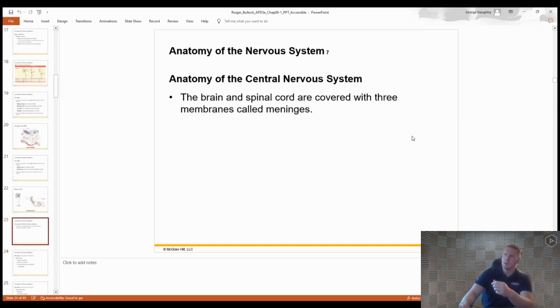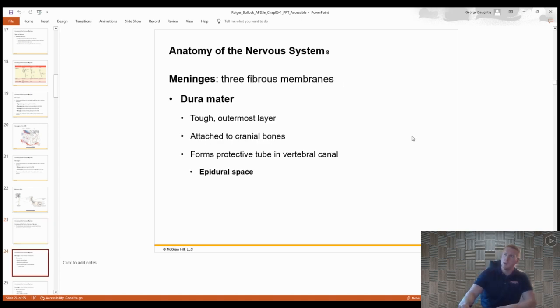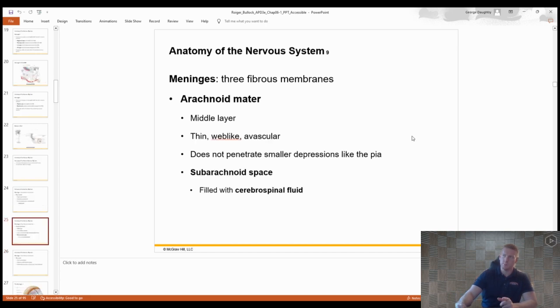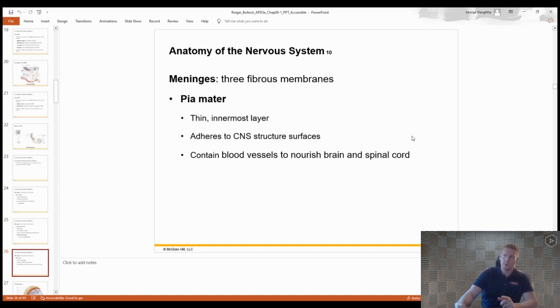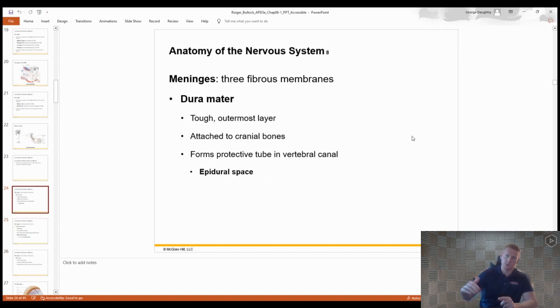Okay. Now we're getting down to the ever so dreaded central nervous system and portions of the brain and the spinal cord. We'll start off with the brain. The brain has multiple layers to it, right? And it has three fibrous layers. The three fibrous layers that you need to be familiar with are the dura mater, the arachnoid mater, and the pia mater.